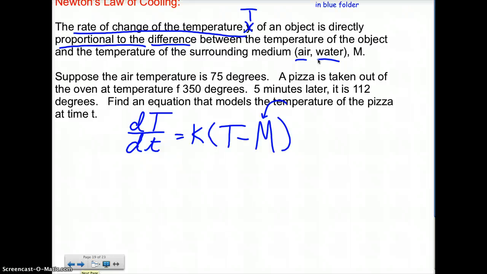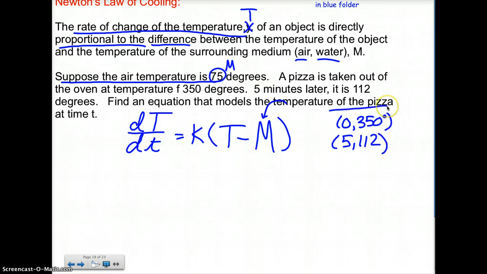So what I've got going here is I've got probably a room set to 75 degrees. That would be called the surrounding medium. A pizza is taken out of the oven at a temperature of 350 degrees. That means at time 0, the temperature is 350 degrees, and at that time it starts to cool. So 5 minutes later, the temperature is 112. I want you to realize that when they're giving you these 2 points right here, this is going to be helpful, and this. We're going to use both, and I want you to see how we use both of them in this process. I have to find an equation that models the temperature of the pizza at time t.